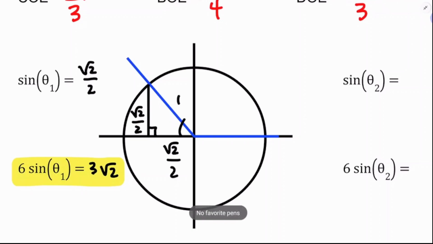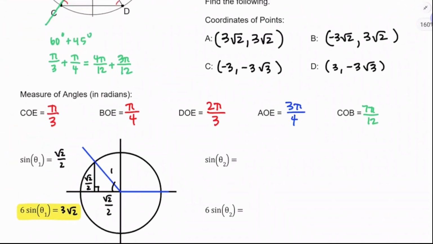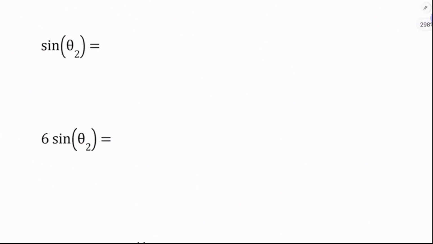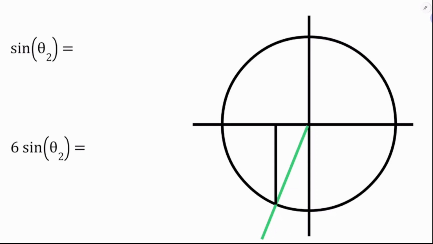Okay. And so for theta 2, that went through point C, which was down pi over 3 beyond pi, so like 4 pi over 3. So I'll draw in the diagram. All right, so there we are, 60 degrees beyond pi, and we've got our reference triangle drawn. The hypotenuse is 1, the short leg is a half, and the long leg is root 3 divided by 2.